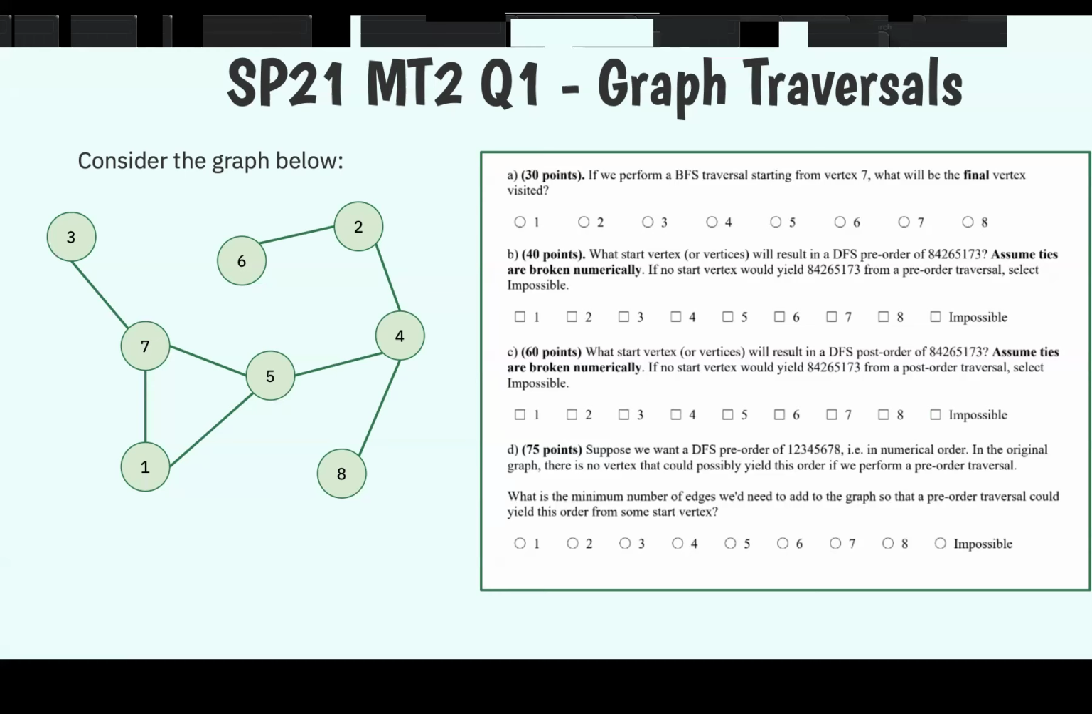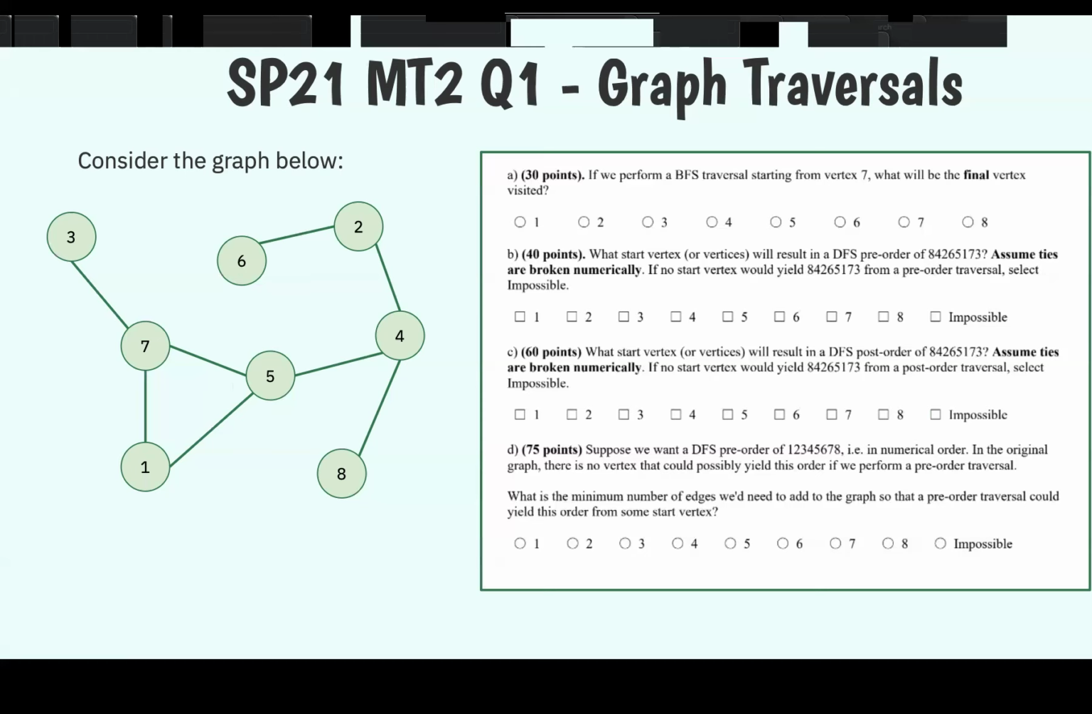BFS, remember, is we're going to visit nodes in increasing order of links from the source, right? So we're going to visit 7 first, and then we're going to visit all nodes that are 1 link away. So that's going to be 1, 3, and 5. And then we're going to visit nodes that are 2 links away from 7, which is going to be the 4, right? And then we just do 3 links away from 7, which is 2 and 8. And then lastly, 4 links away. And as a result, that's why we get 6. Any questions regarding this question?